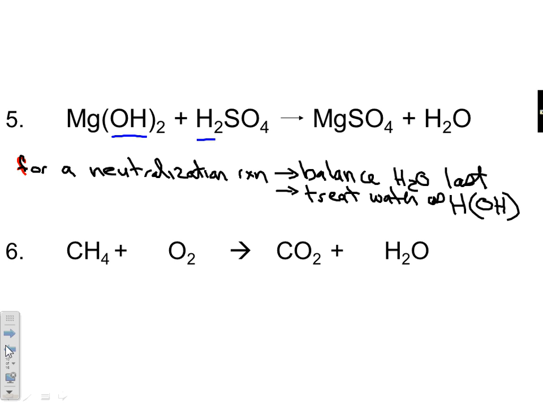So if we're going to do the water last, what are my options to balance first? What things am I going to balance first if I'm going to leave the hydrogens and the hydroxides to the end? Sorry? I can't hear. SO4, the sulfate, and what else? The magnesium. Doesn't matter which one. Are they both already balanced? Mg, Mg, SO4, SO4. Excellent, we've done that.